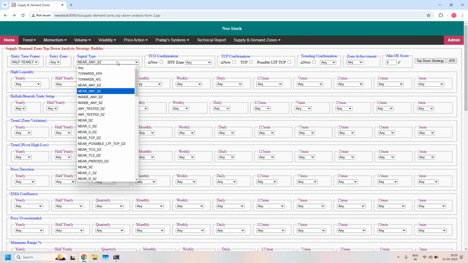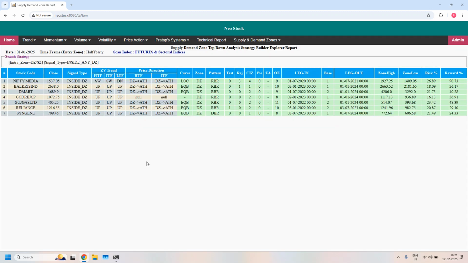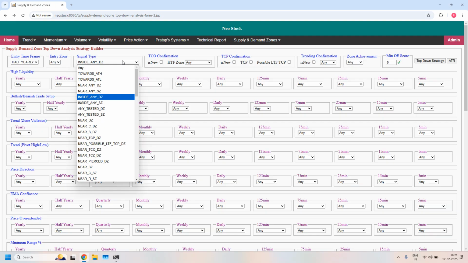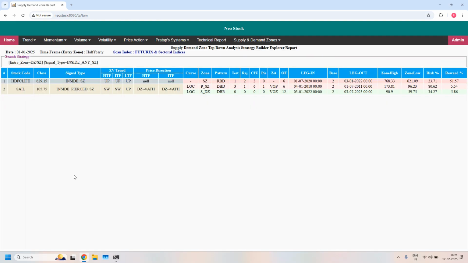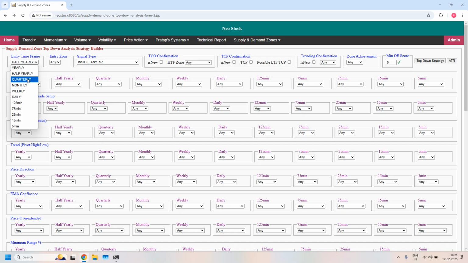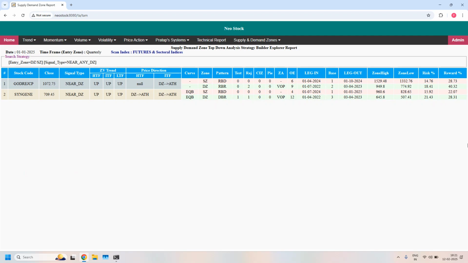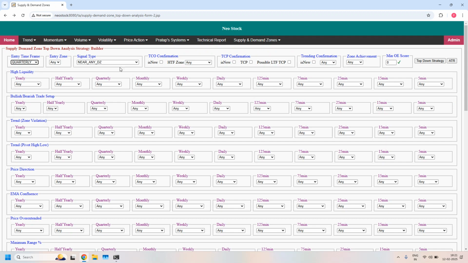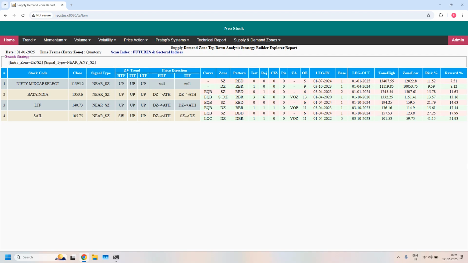For half yearly time frame, price closed inside the half yearly demand zone. 7 stocks are filtered. Next, half yearly time frame, price closed inside the half yearly supply zone. We got 2 stocks. Next time frame is quarterly. Stocks near quarterly demand zone. We got 2 stocks. Next, quarterly time frame, stocks near quarterly supply zone. We got 4 stocks.